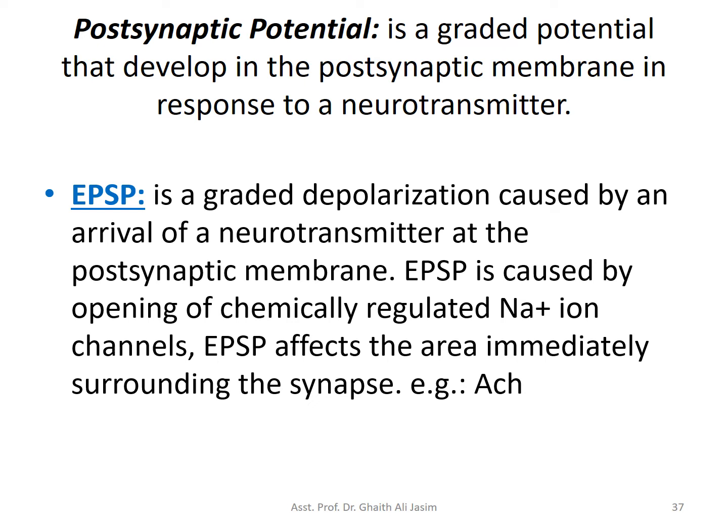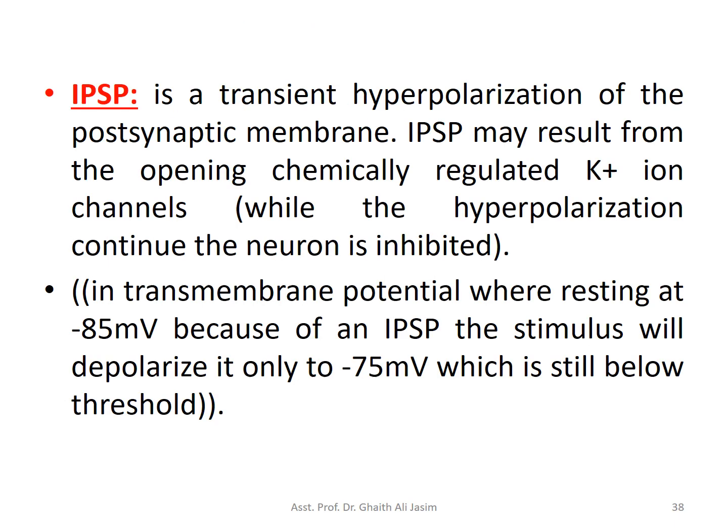The excitatory postsynaptic potential affects the area immediately surrounding the synapse. An example for the neurotransmitter that causes opening of chemically regulated sodium channels is acetylcholine. While the inhibitory postsynaptic potential, the IPSP, is defined as the transient hyperpolarization of the postsynaptic membrane.